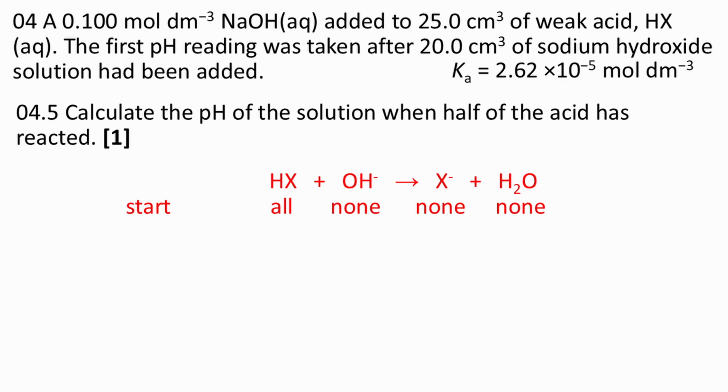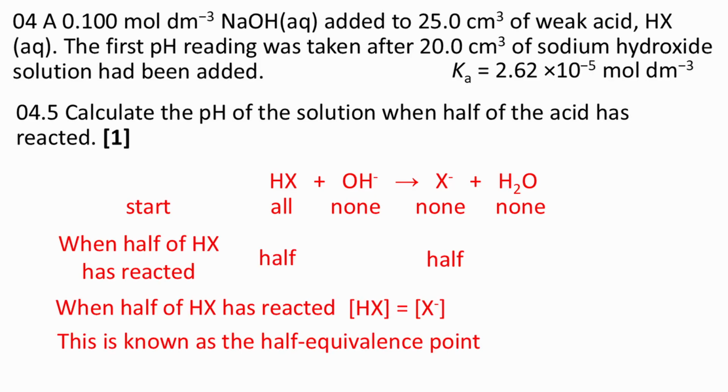The next question uses the idea of half equivalence points. At the start of a reaction, because HX is a weak acid, virtually none of it dissociates, so all of the HX is present as HX, virtually none of the conjugate base X minus is present, and none of the OH minus has been added. When half of the weak acid HX has reacted, half of it remains. For every mole of HX that reacts, 1 mole of X minus is produced. When half of HX has reacted, the concentration of HX is equal to the concentration of X minus. This is known as the half equivalence point.